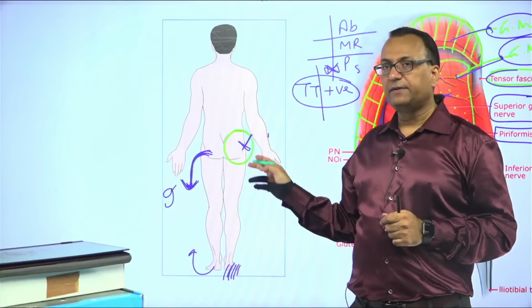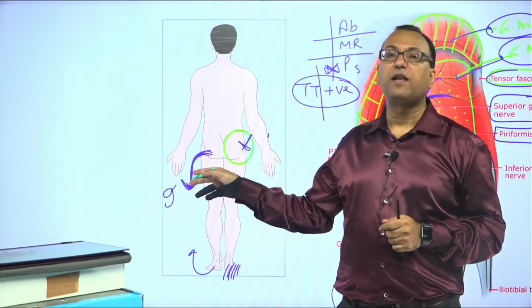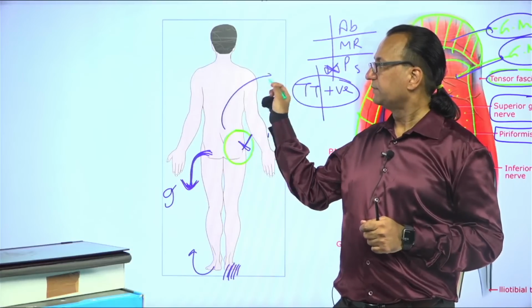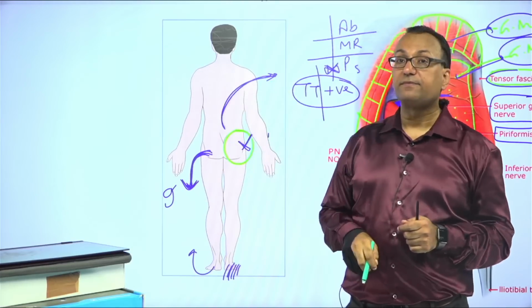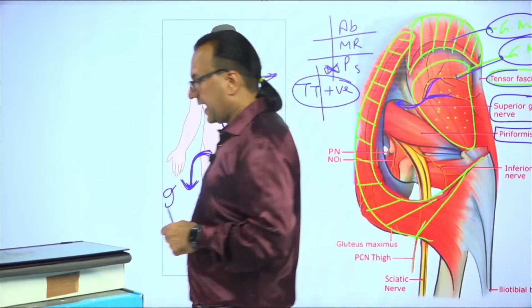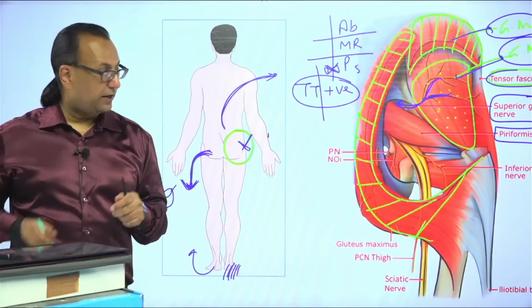And if they are not working, there is excessive pelvic tilt and there will be a lurching gait. The spine will bend to clear the foot off the ground. That is the Trendelenburg test. Anyway, that is another topic of discussion.